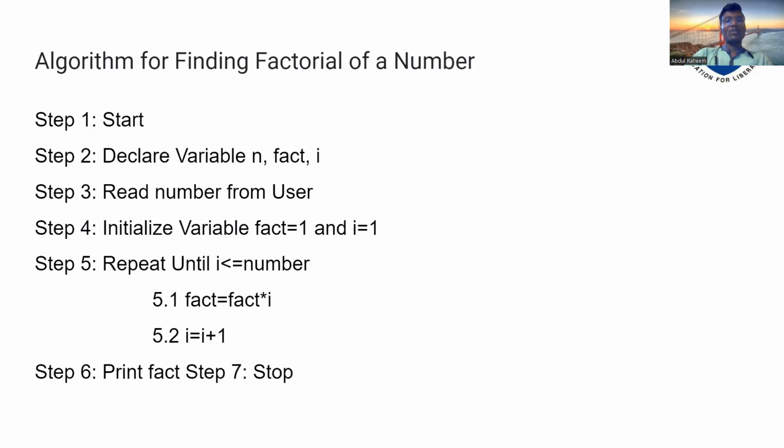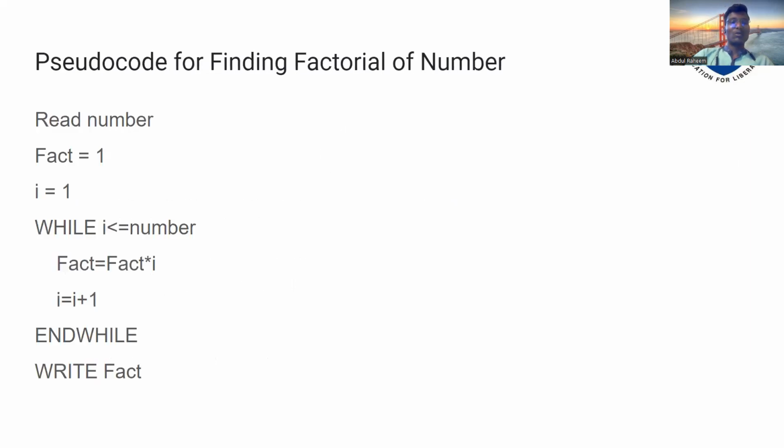Algorithm for finding factorial of a number. Step 1. Start. Step 2. Declare the variables n, fact, I. Step 3. Read the number from the user. Step 4. Initialize the variable fact equal to 1 and I equal to 1. Step 5. Repeat until I is less than or equal to the number: 5.1. fact equal to fact into I. 5.2. I equal to I plus 1. Step 6. Print fact. Step 7. Stop.